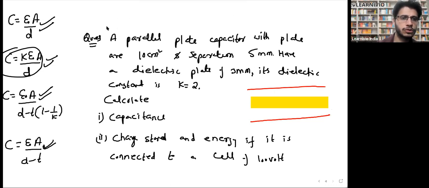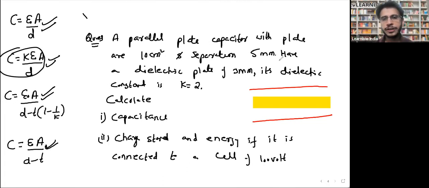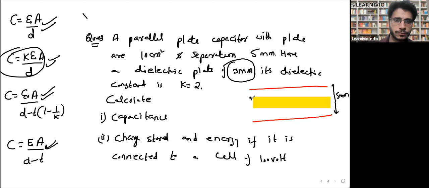No. People are not revising. See, Mariam, just read the question and tell me what's the separation between the two plates of the capacitor? 5 millimeter. And what is the thickness of the slab? Oh, sorry, 3 mm. So this 3 mm slab cannot fill the whole space. To fill the whole space, you need a slab of 5 mm, right? This is partially filled. Dielectric constant is 2. This is the case.